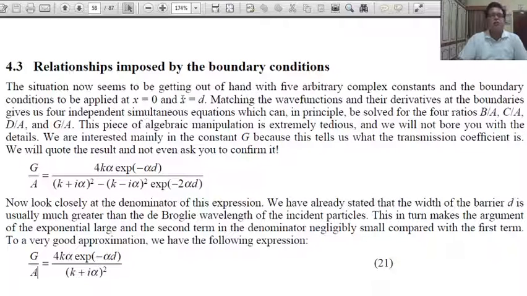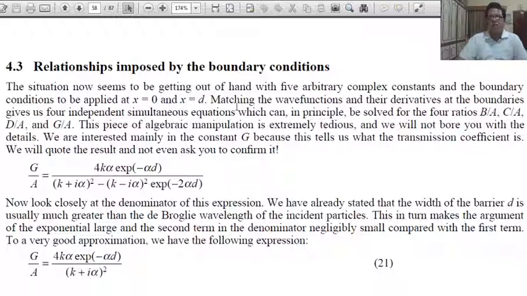The relationships are imposed by the boundary conditions. What are the boundary conditions? x equal to 0 and x equal to D. At x equal to 0, psi 1 equals psi 2, d psi 1 upon dx equals d psi 2 upon dx. And at x equal to D, psi 2 equals psi 3 and d psi 2 upon dx equals d psi 3 upon dx. So you have four equations.